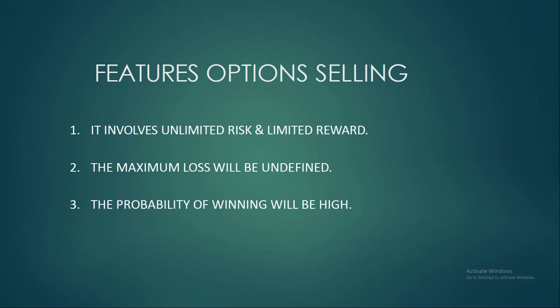Now let us go into the features of options selling. First and foremost, in options selling you should have a minimum capital of around 1.5 lakh rupees for one lot. So that's why it involves unlimited risk. The unlimited risk here means we have entered into the trade with a large capital as your margin, so the maximum loss is undefined. The loss is undefined.